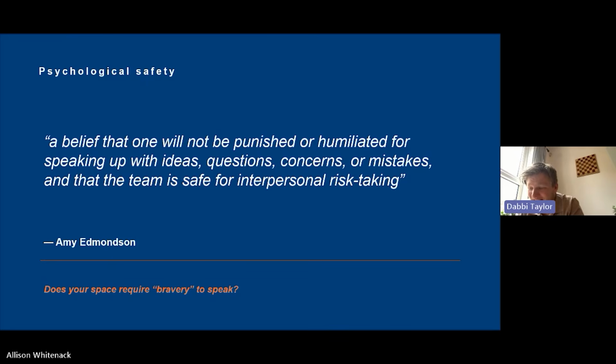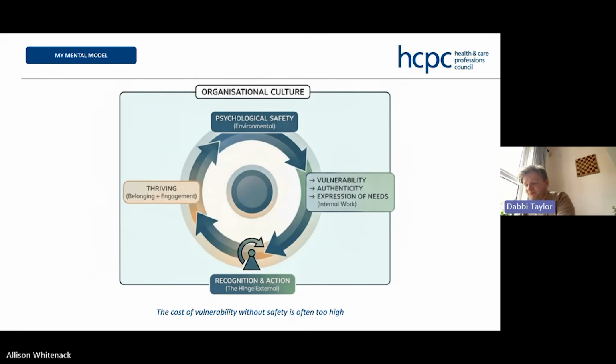And that the team is safe for interpersonal risk-taking. Now, I'm taking some liberty here and extending that definition to clinical one-to-one encounters, because I believe that disclosure is indeed just that, an interpersonal risk. So all of that work has led me to develop what I'm calling just a simple mental model. Just a quick caveat here: this is my own working map. It's not an academic framework, and it's certainly not as linear as it looks either. It's just the simplest way that I've found to describe what I see happening through my own lived experience lens.